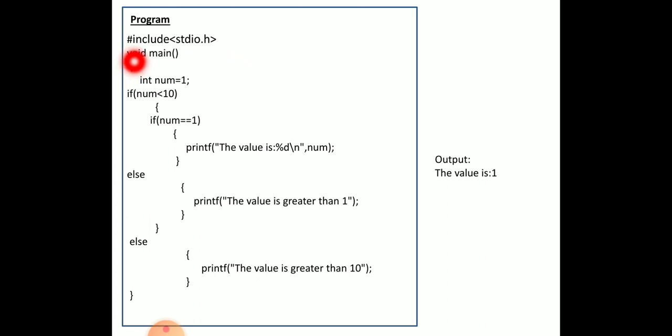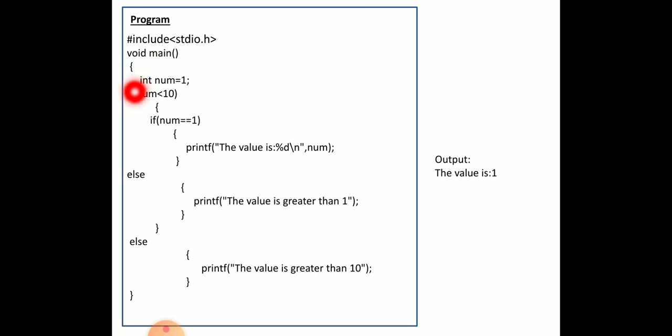Then the next statement is void main. Void is used to specify that the function returns no value to the operating system. If any function returns no value to the operating system, it may be specified as the void type. So here our main function is specified as a void type, and a program always starts its execution from the main function.